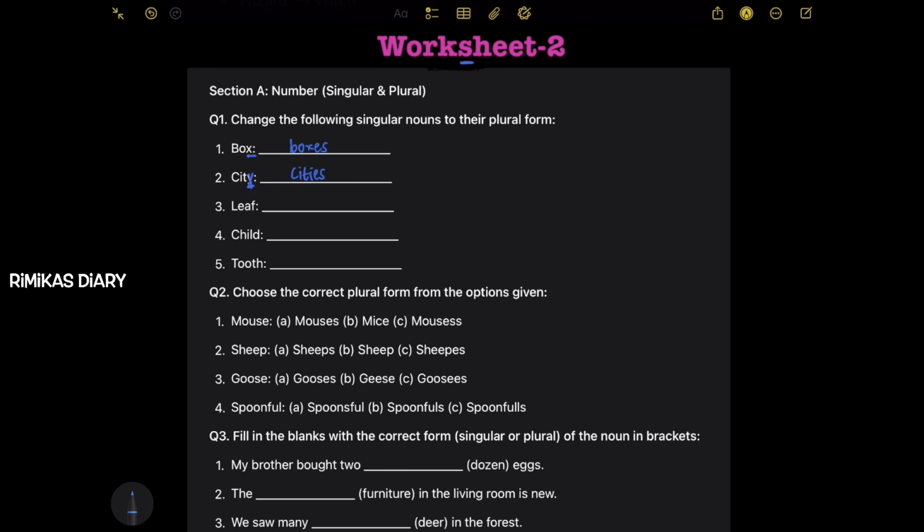So next word, leaf. So this word ended with F, so if the word ends with F, you're supposed to cut the F and put V instead of the F and then add ES. So, leaves. Child, children. Tooth, teeth. So you change the internal vowel.